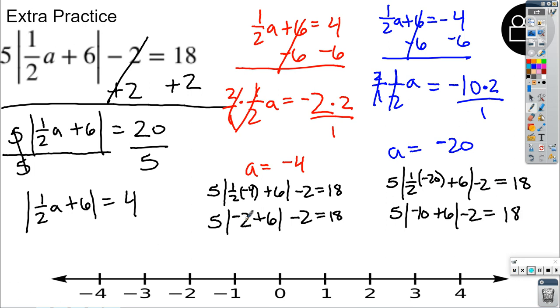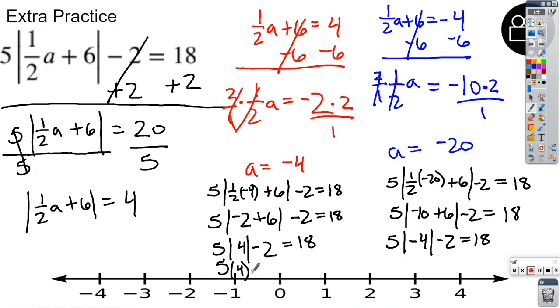Here we'll get 5, absolute value of negative 2 plus 6. Since they're going to subtract, I get a positive 4. Negative 2, 18. And then here, same thing. Negative 10 plus 6, I'm going to subtract again. So this time I get a negative 4 minus 2 equals 18. Now if you notice, the absolute value of these terms, I'm now going to get 5, 4 minus 2 equals 18. And then same thing here, 5, absolute value of negative 4, gives me positive 4 minus 2 equals 18.